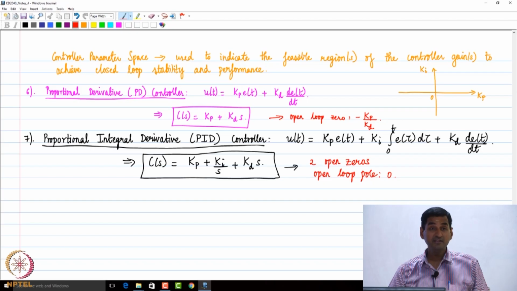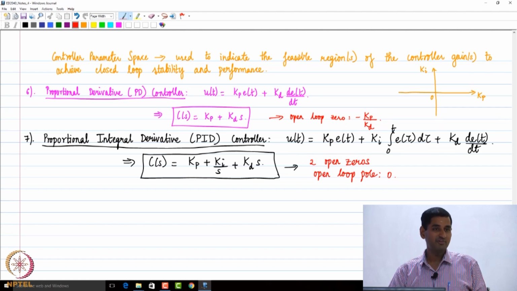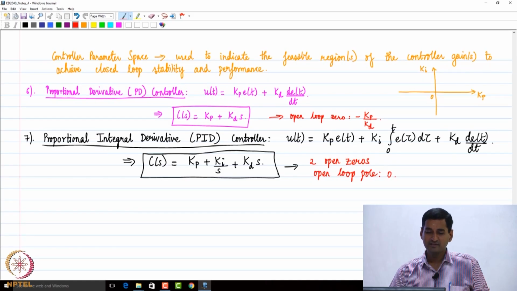Please remember, each of these parameters is a real number that can vary between minus infinity to plus infinity. We will see that this is going to be very difficult if I want to figure out, in a three-dimensional space, what the feasible region would be that works for my control design. So the complexity keeps on increasing. Of course, I combine the benefits of the three blocks, but there is a price to pay due to that. So that's what PID control is in general.